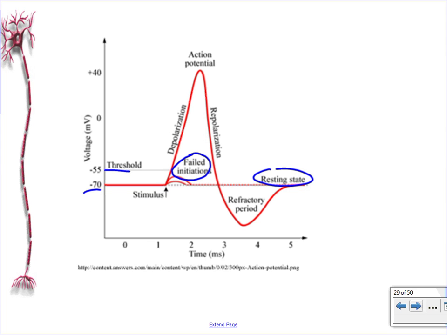Once the threshold is reached, though, many voltage-gated sodium channels will open up. We get further depolarization as the sodium rushes in, eventually reaching a full action potential. The peak of the action potential, here it's showing it at around plus 40 millivolts. Once we reach that peak, sodium channels close, potassium channels open, potassium rushes out, and we get repolarization.